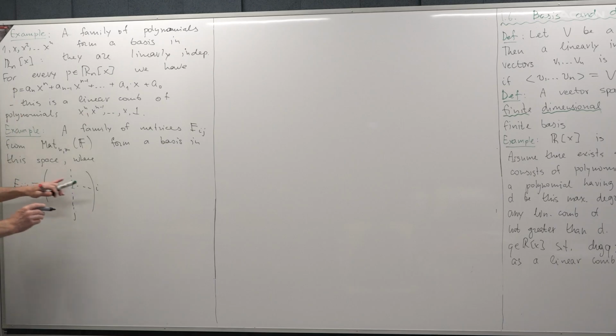So this is the only non-zero element in this matrix. So all other elements are zeros. So these matrices form a basis. Just because they are obviously linearly independent, I will not comment on this just because this is quite similar to the things that we discussed before.